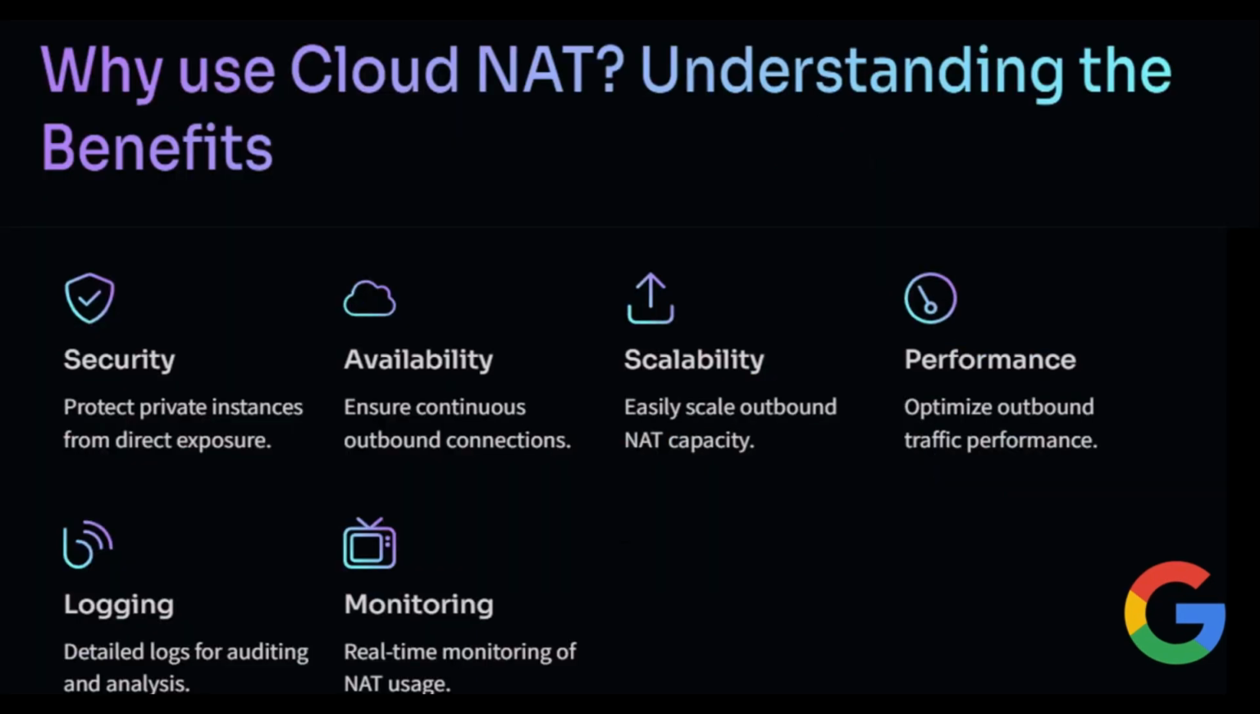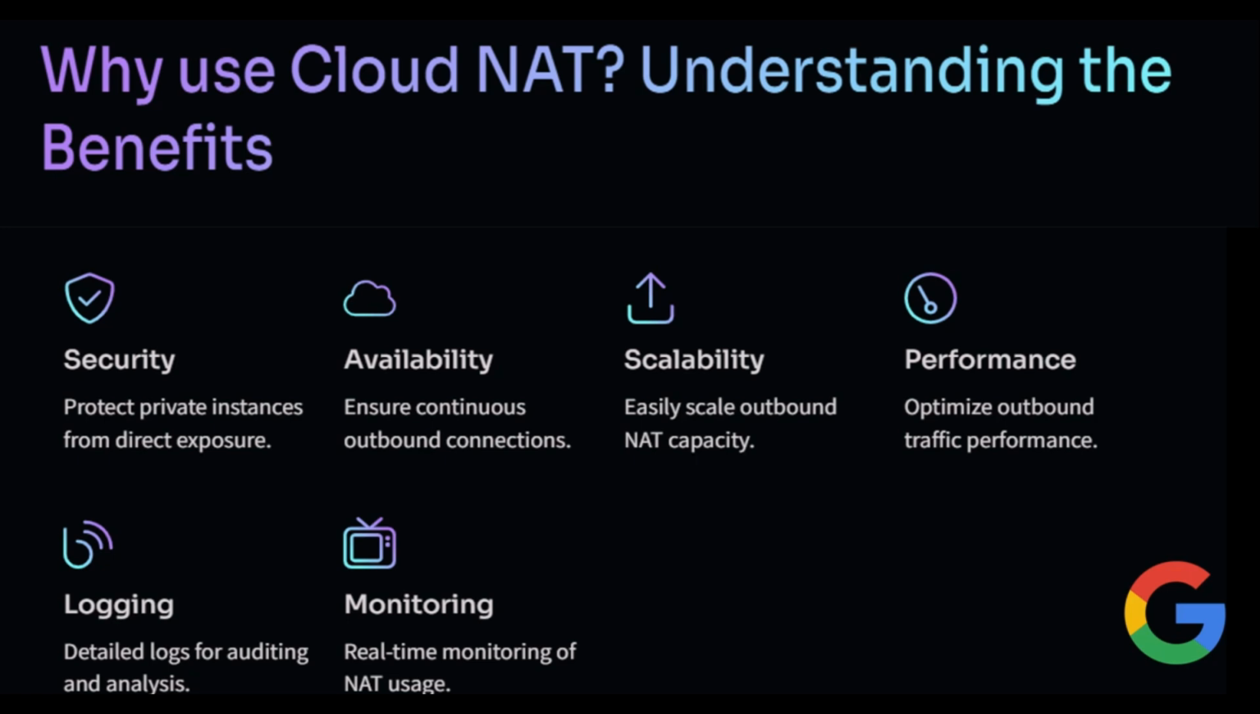Why use Cloud NAT? Cloud NAT allows resources in a private VPC network to communicate with external services securely, without requiring any external IP address. Let's understand the benefits one by one. First one is security. The VM only needs internet access to download and update packages, also reducing external threats and unauthorized access.